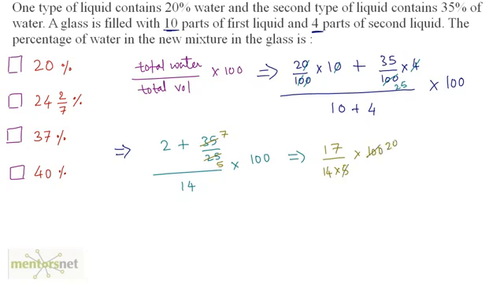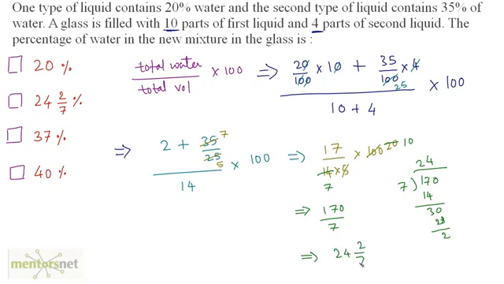And again, I can cancel out terms. 2 times 10 is 20, 2 times 7 is 14. So this is equivalent to 170 by 7. Let's divide 170 by 7. 7 2s are 14. 30 is the remainder. 7 4s are 28. So 2. So this is equivalent to 24 2 by 7%. And that's what we have, the answer. Option B.